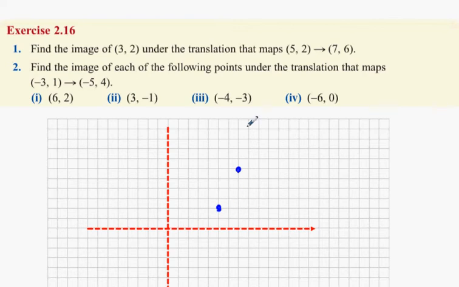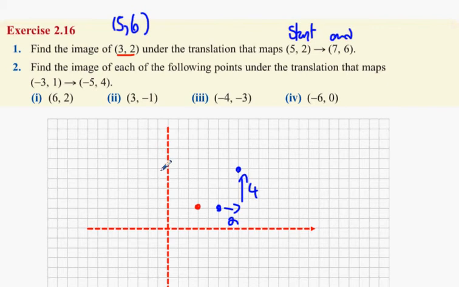Now, what's the rule to go from (5, 2) to (7, 6)? Your start point to your end point. What's the general rule? We're going across 2, up 4. That means all you have to do with this one is add 2 onto the x value to get 5, and add 4 onto the y value to get 6. Now what it looks like on the graph would be 3 across, 2 up. That's your point there, yeah?